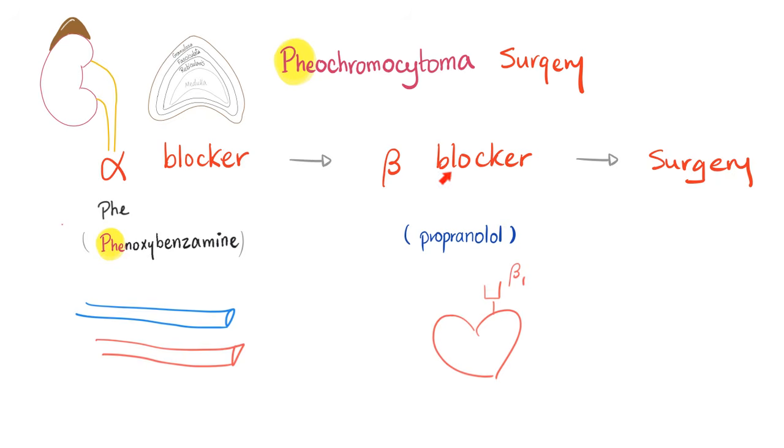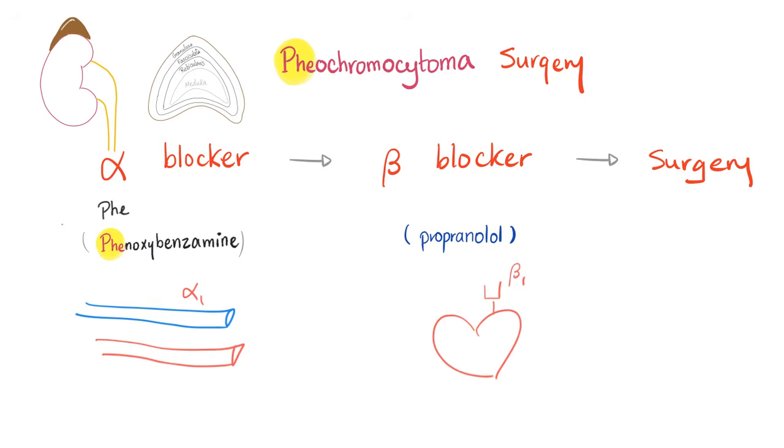What if I give the beta blockers before the alpha blockers? Okay, let's give the beta blockers first. So you have blocked the receptors on the heart, so now the heart is not gonna go crazy. Awesome. But now all of the epinephrine will go to the vessels, acting on the alpha-1 receptors, making the vessel super tight and the blood pressure super high.